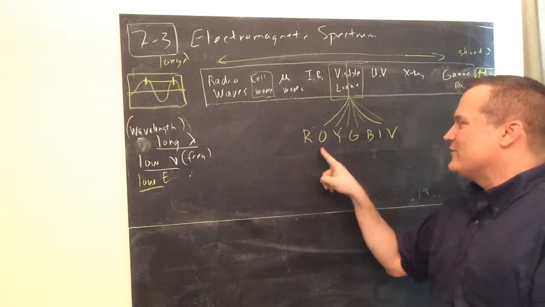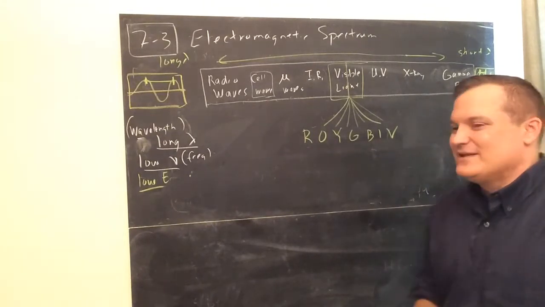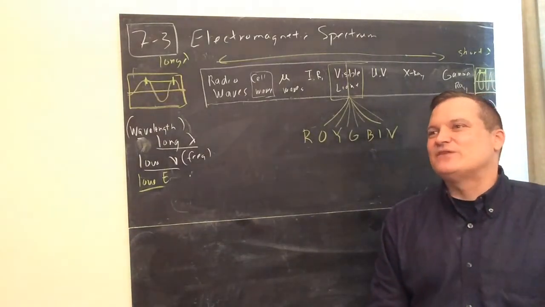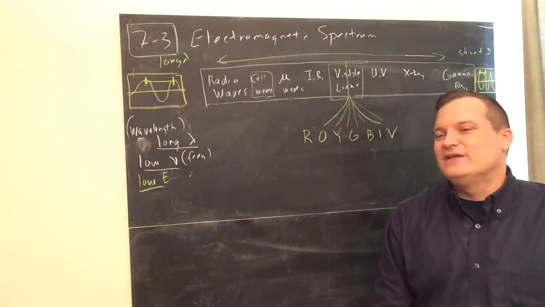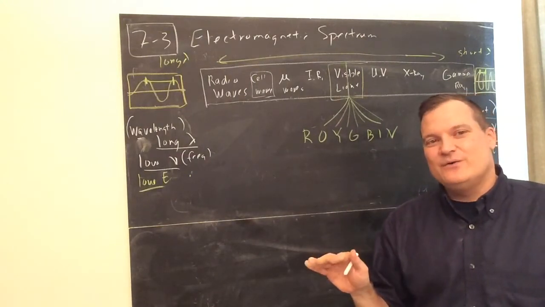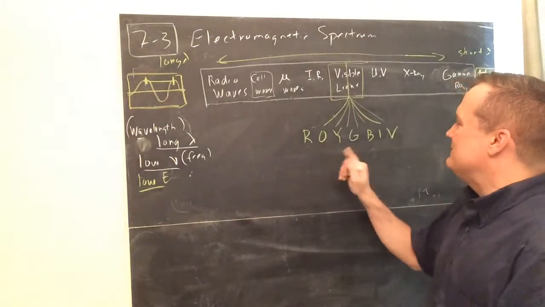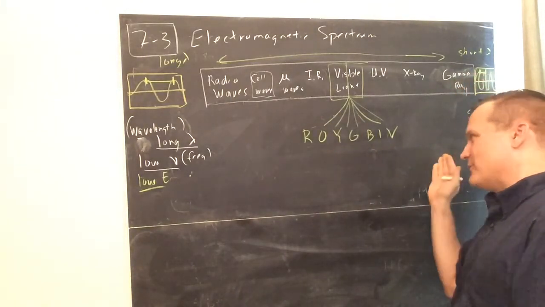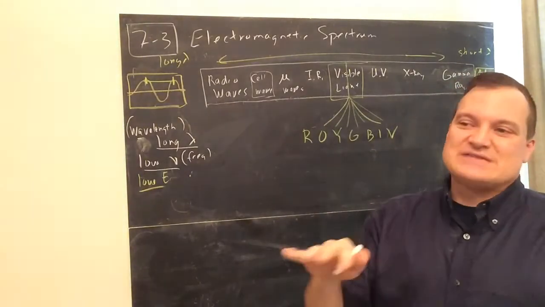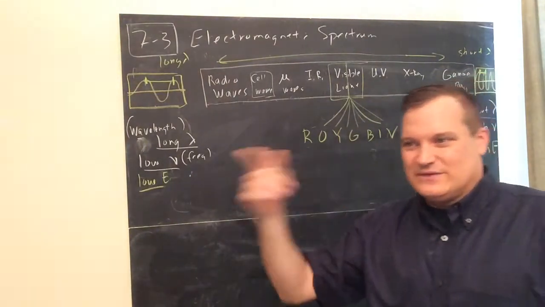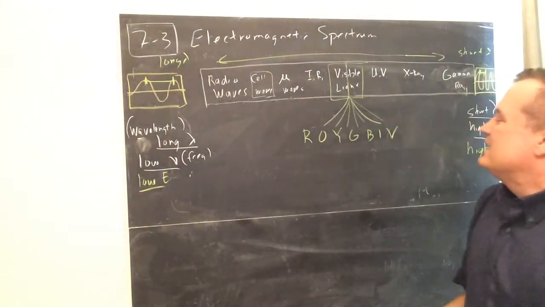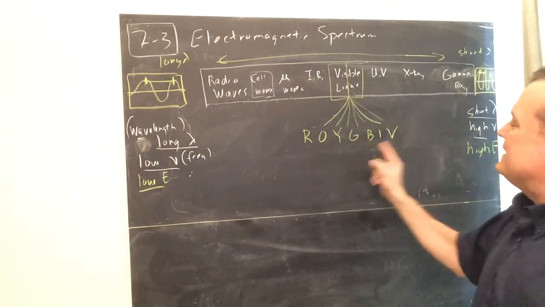ROY G. BIV. Red, orange, yellow, green, blue, indigo, violet. Because he had some sort of a theory, thinking that the same way that musical notes in a scale are do, re, mi, fa, sol, la, ti, and then you start with do again. So there's 7 notes before you go to an octave to the next one up. So he thought that there would be 7 main colors.